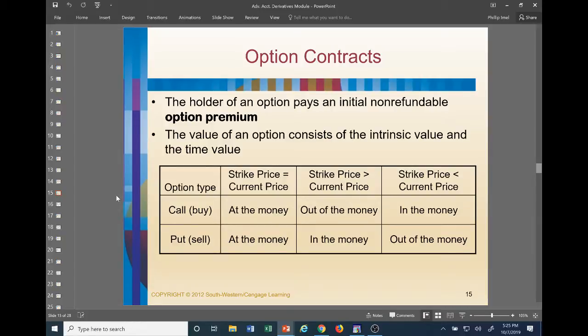If the option is in the money, the option has intrinsic value. An option that is out of the money or at the money has no intrinsic value. The difference between the current value of an option and its intrinsic value represents time value. The time value of an option represents a discounting factor and a volatility factor. The discounting factor relates to the fact that the strike price does not have to be paid currently, but rather at the time of exercise.